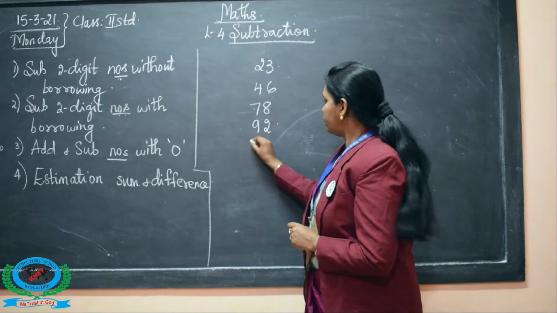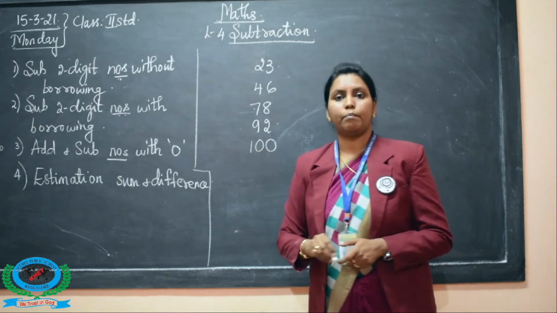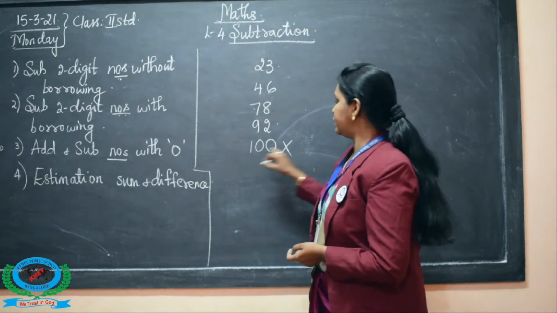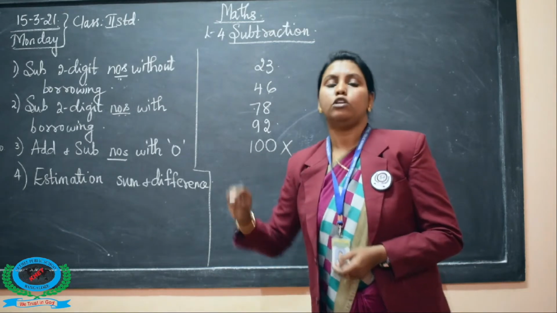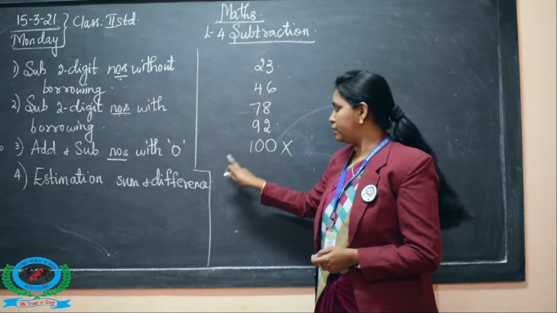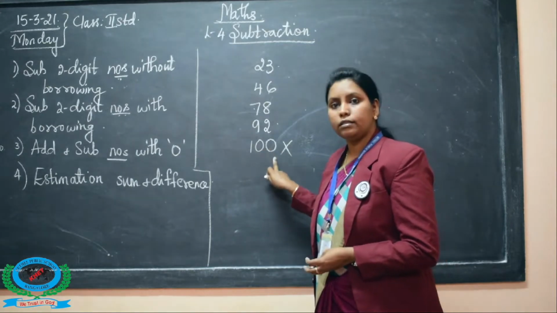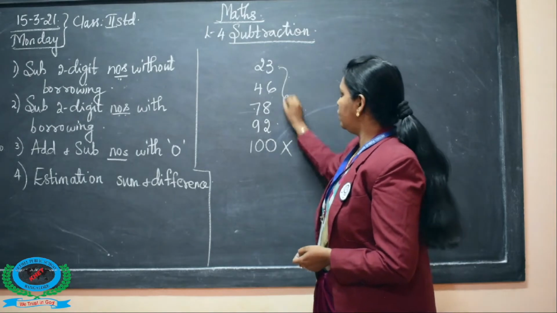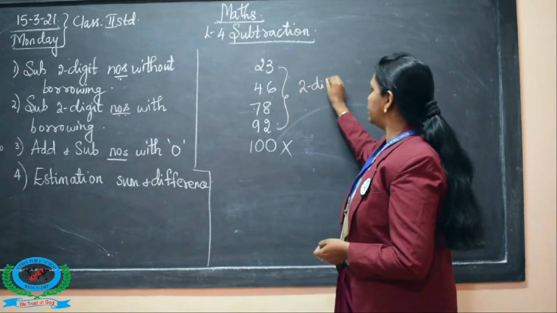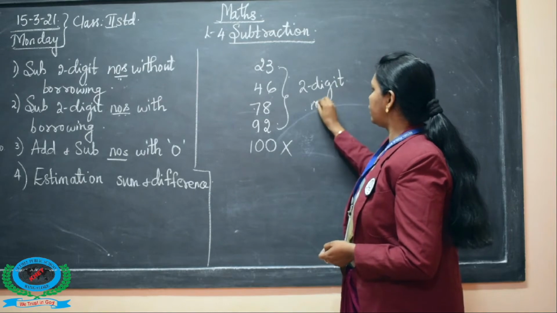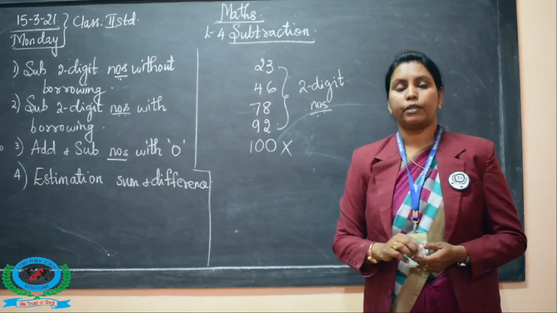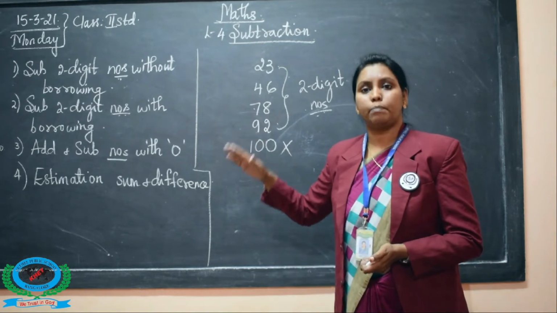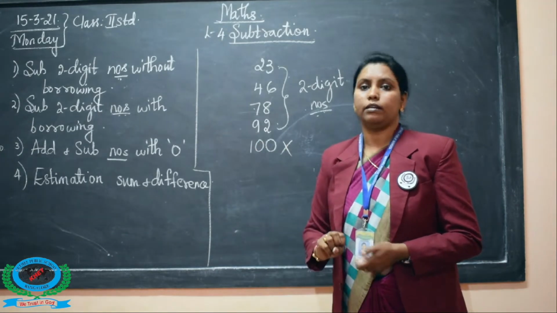Okay. So, can 100 be a 2-digit number? No. 100 cannot be a 2-digit number because it is a 3-digit number. So, how many digits you have in 100? It is 1, 2 and 3. Okay. So, 100 is a 3-digit number. So, all these are 2-digit numbers. Okay. So, in today's class, we will see the subtraction of 2-digit numbers.